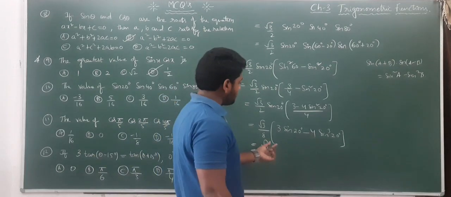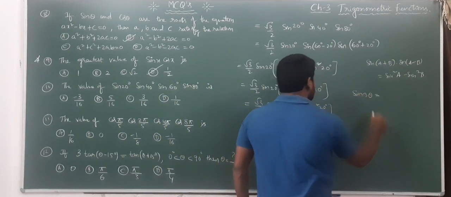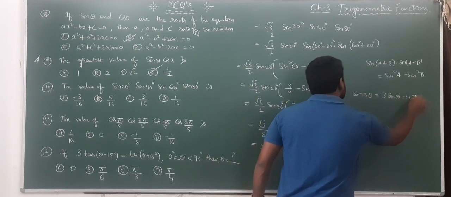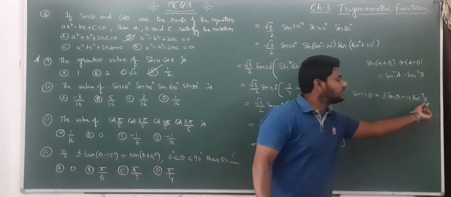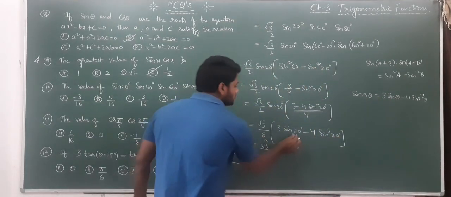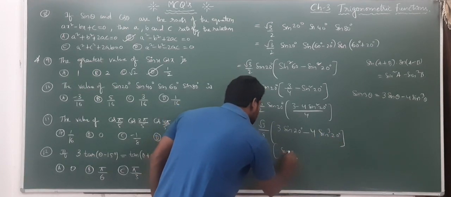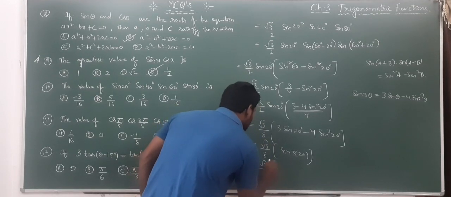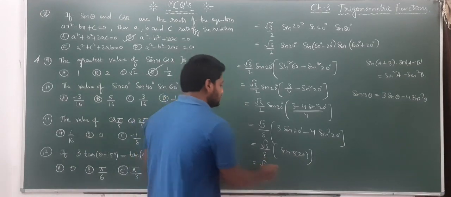See, what is the formula of sin 3 theta? Sin 3 theta formula is 3 sin theta minus 4 sin cube theta. Here theta, here theta. It will be 3 times theta, right? Here also 3 sin 20 minus 4 sin cube 20, so it will become sin 3 times 20. So which is equal to root 3 by 8 into sin 3 times 20, which is nothing but sin 60. Sin 60 value is what?